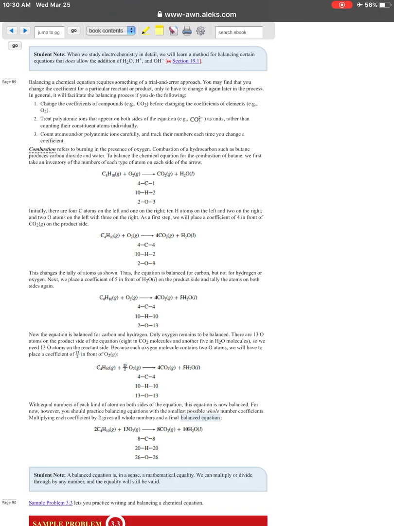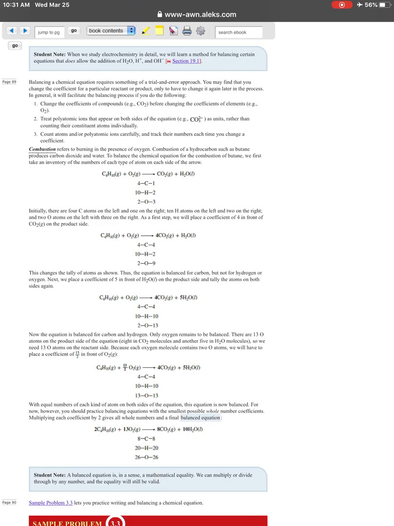There are 13 oxygen atoms on the product side of the equation, 8 in carbon dioxide molecules, and another 5 in water molecules. So we need 13 oxygen atoms on the reactant side. Because each oxygen molecule contains 2 oxygen atoms, we will have to place a coefficient of 13 halves in front of the O2 gas. C4H10 gas plus 13 halves O2 gas yields 4 CO2 gas plus 5 H2O liquid. There are now 4 carbons on both sides, 10 hydrogens on both sides, and 13 oxygens on both sides. With equal numbers of each kind of atom on both sides, the equation is now balanced.